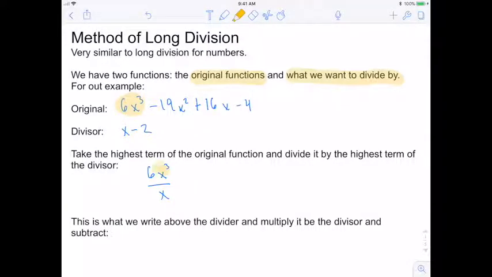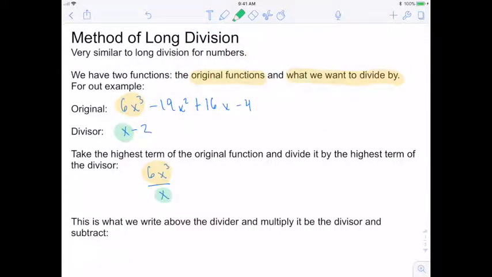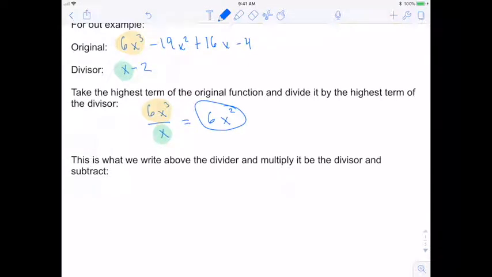So this 6x cubed is this 6x cubed right here, and this x is this x on the bottom, original divided by the divisor. And with this simple division, we can say, okay, one of the x's is going to cancel out, and we have 6x squared. This term that we come up with is exactly what we write above the divider, and like normal long division, we multiply it by the divisor, subtract, and keep going. So this should look something like the following.